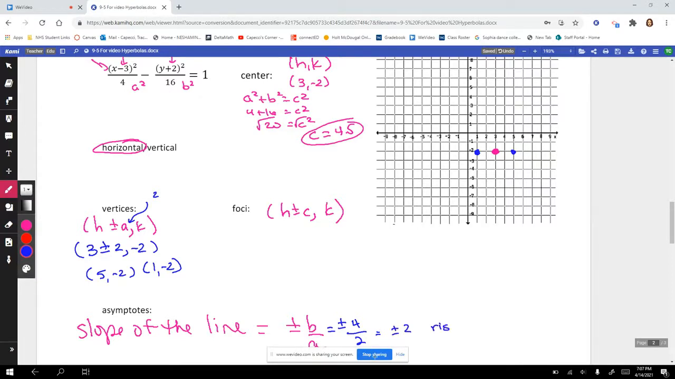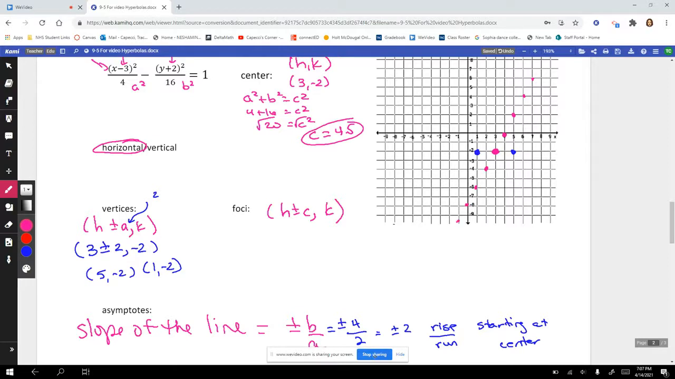So that's rise over run, and that's starting at the center. My center is my pink point right here. So I'm going to go up 2 to the right 1, up 2 to the right 1, and I'm going to keep going. Same thing down to the left 1, right?